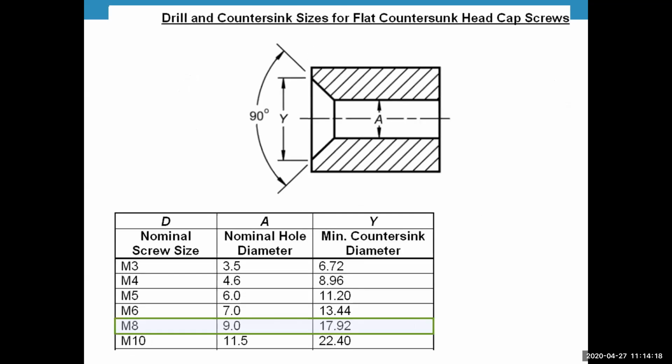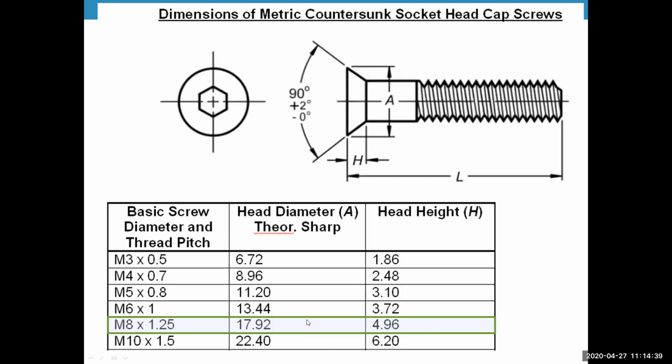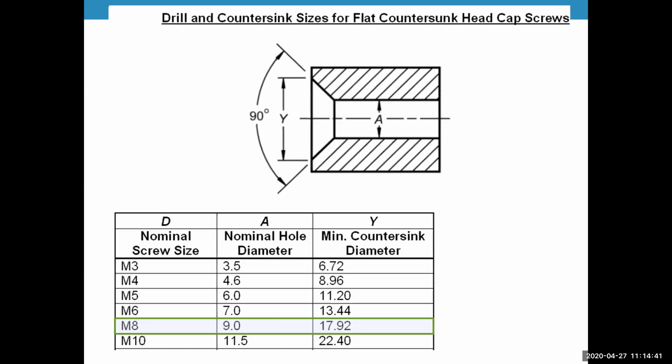And then we look at the hole chart for an M8, and it gives us the nominal hole diameter of 9, and then the minimum countersink diameter of 17.92, which is the same as the head diameter, isn't it? Same as the head diameter, 17.92. So we're going to have to add something to that, looks like, 3 millimeters.